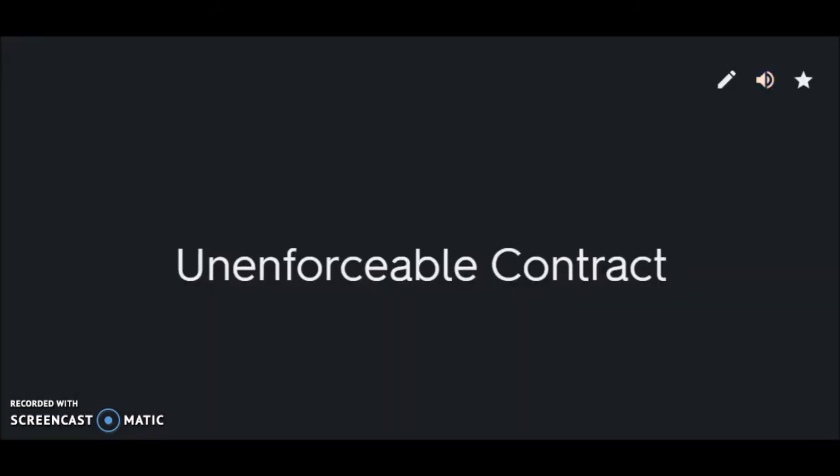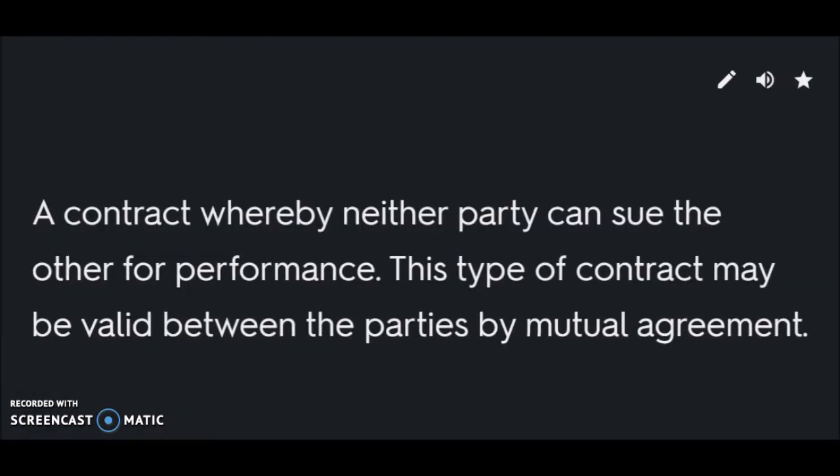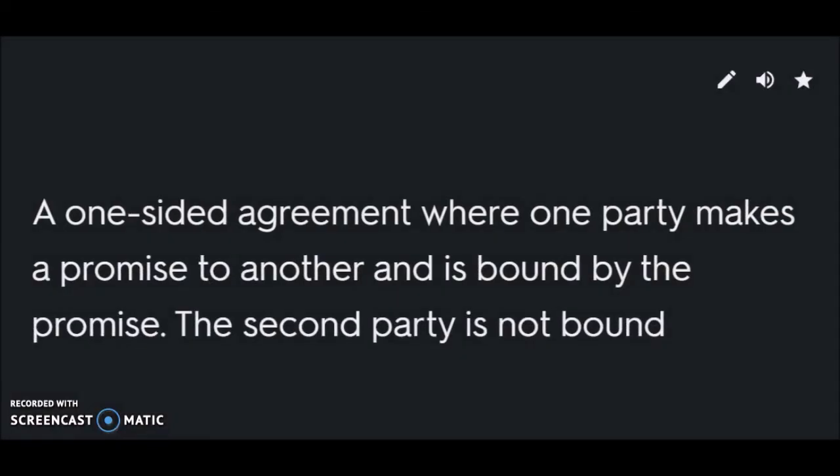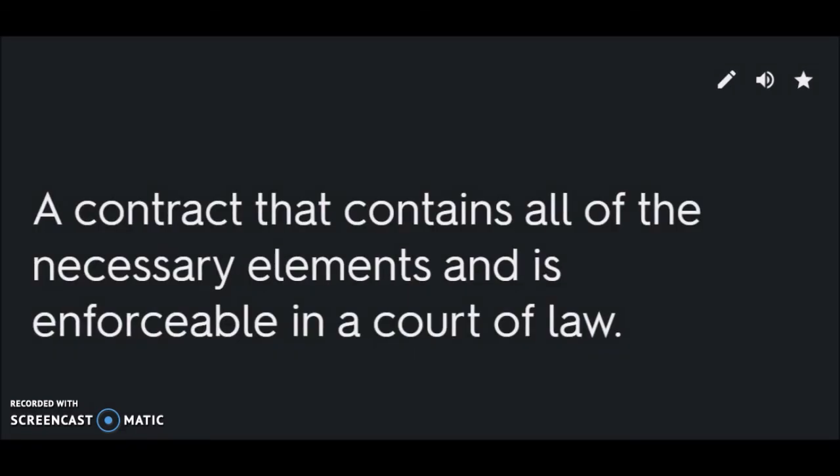Unenforceable contract. A contract whereby neither party can sue the other for performance. This type of contract may be valid between the parties by mutual agreement. Unilateral contract. A one-sided agreement where one party makes a promise to another and is bound by the promise. The second party is not bound. Valid contract. A contract that contains all of the necessary elements and is enforceable in a court of law.